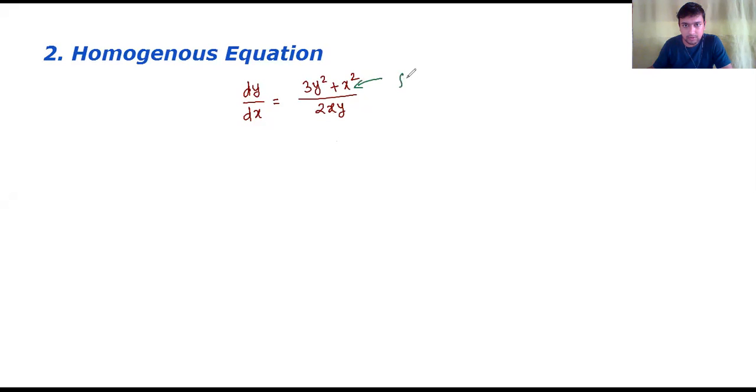This is a function of x and y. This is also a function of x and y. Now, can you figure out what is common between f of x, y and phi of x, y? See, what is the degree here? What is the degree of the numerator? 2. What is the degree of the denominator? Is it 2? Yes.